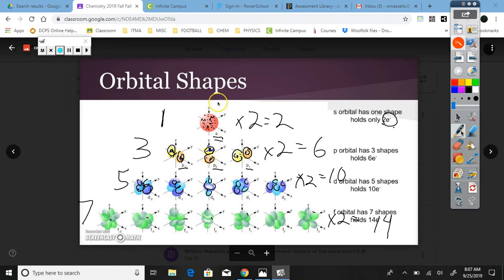So every time you see a letter S, you have one type of shape that can hold 2 electrons. Every time you see the letter P, 3 different shapes times 2 electrons. Every time you see a D, 5 different shapes times 2 electrons, and F is 7 shapes. Now, do you all understand what I mean by shapes? Somebody explain it back to me. David, explain to me what makes these shapes.